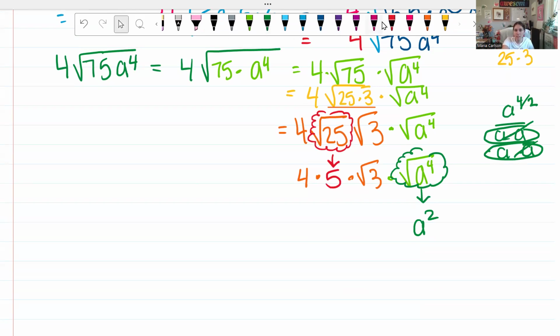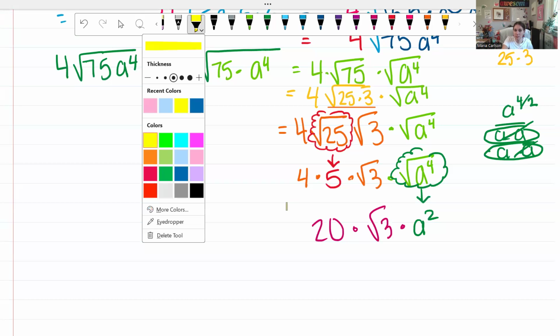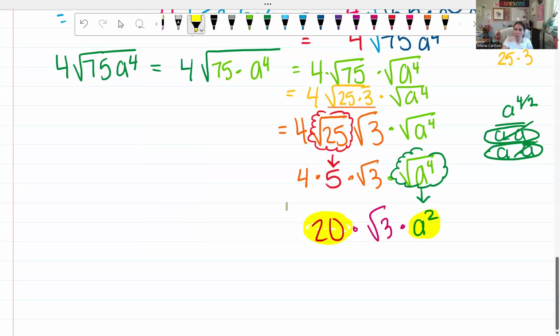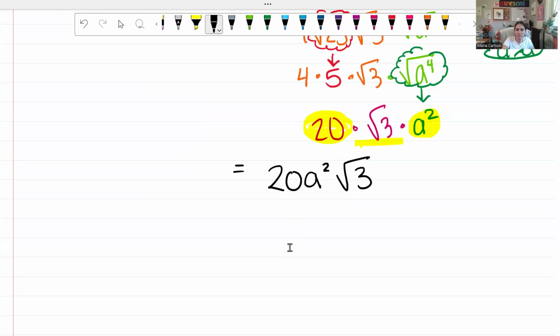All right, so let's put it all together and see what we get. 4 times 5 we can multiply. That gives us 20. So we have 20 times the square root of 3 times a squared. And put all of your outside terms together at the front. So we really are multiplying 20 times a squared, and then we'll have this square root of 3 at the end. So I would write this as 20a squared square root of 3. All right, I want to do one more example. This is the final answer for that one.